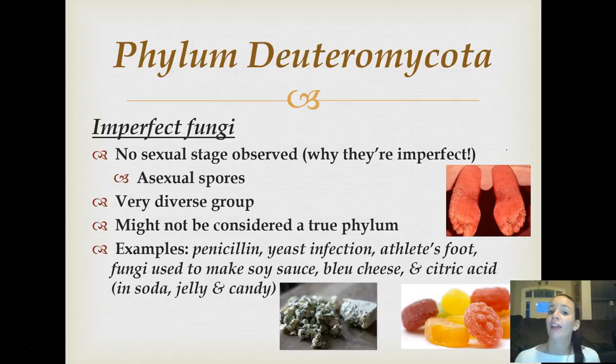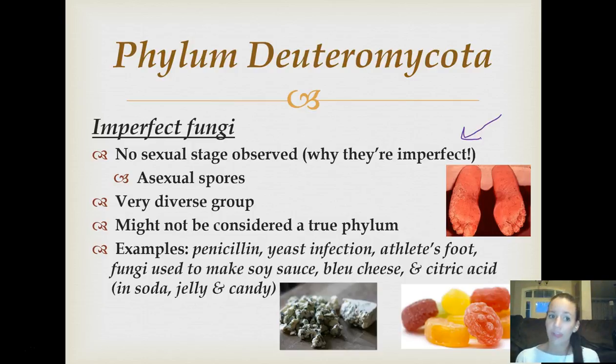Lastly, we're going to talk about phylum deuteromycota. These are referred to as the imperfect fungi, and they don't have an observed sexual stage, which is also why they're classified as imperfect. They do have asexual spores, though, and they are a very diverse group. But they also might not be considered a true phylum. For now, we're considering them a phylum, but you never know, in a few years, we might find out otherwise.